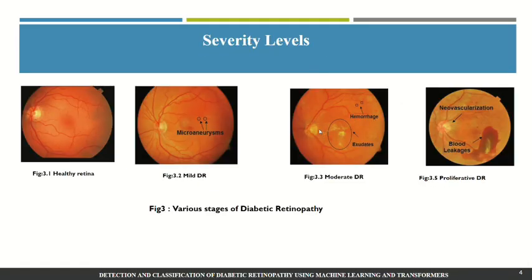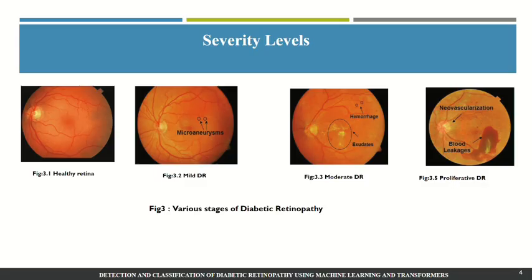Now, diabetic retinopathy can be divided into 4 classes, that is healthy, mild, moderate, and proliferative. The classes depend on the amount of these features present in the eye. As we can see here, no features means a healthy retina. If only minimum microaneurysms occur, it is classified as mild diabetic retinopathy. When hard exudates, hemorrhages, and microaneurysms occur, it is termed moderate diabetic retinopathy.